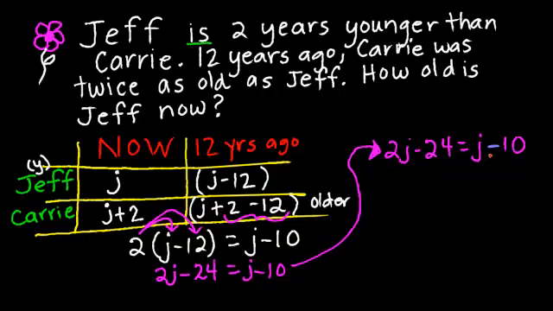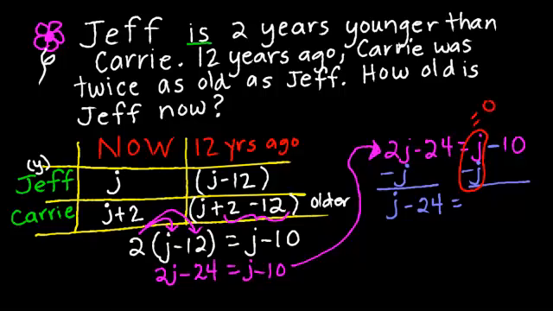So what I want to do is end up with only one variable. So I'm going to go ahead and subtract J from both sides. Whatever you do to one side, you have to do to the other. And that's going to mean 2J minus 1J is going to leave me 1J on the left, minus 24 equals, these cancel out, so we have J minus J, that equals 0. But I do need to bring down the minus 10. Then I can go ahead and add 24 to both sides.